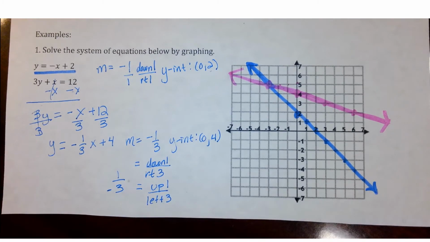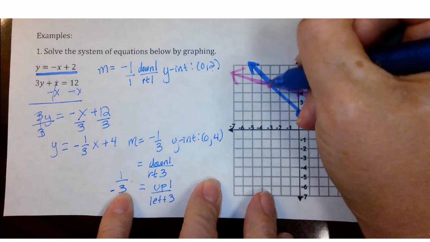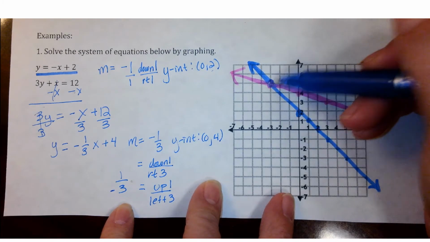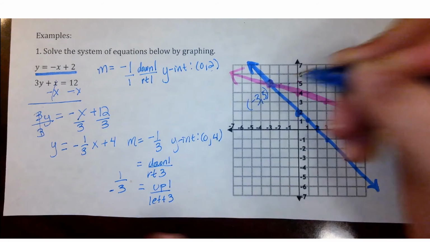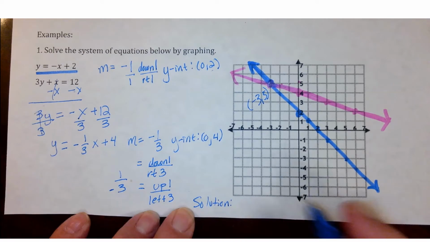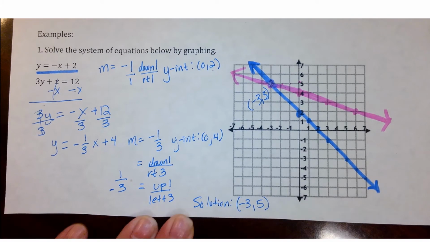So where do these two graphs intersect? Where are they the same? Where do they cross? And that is the point right here. And so that point is (-3, 5). So your solution is the point (-3, 5). And again, this is when that solution is actually an ordered pair. These lines do intersect. With these particular problems, you may not know that until you graph it. So that's why we graphed it for this one.